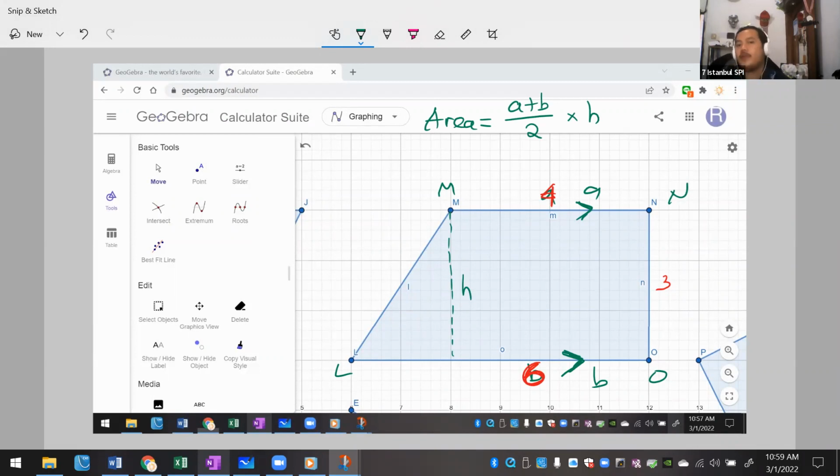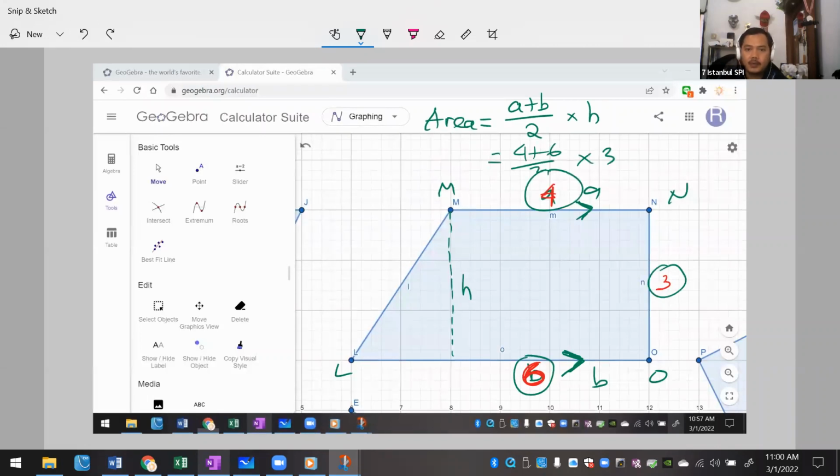Yeah, and one of them will be the base. It can be A and can be B. And remember that if we have this information here, the area of the shape is actually 4 plus 6, divided by 2, and then multiplied by 3.